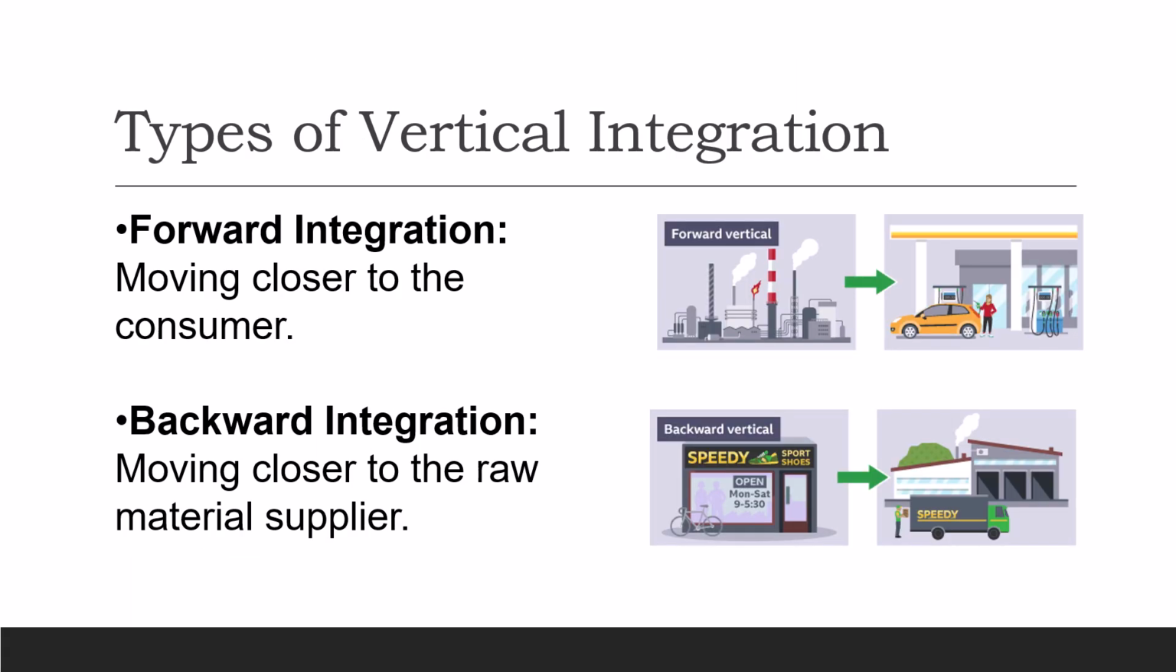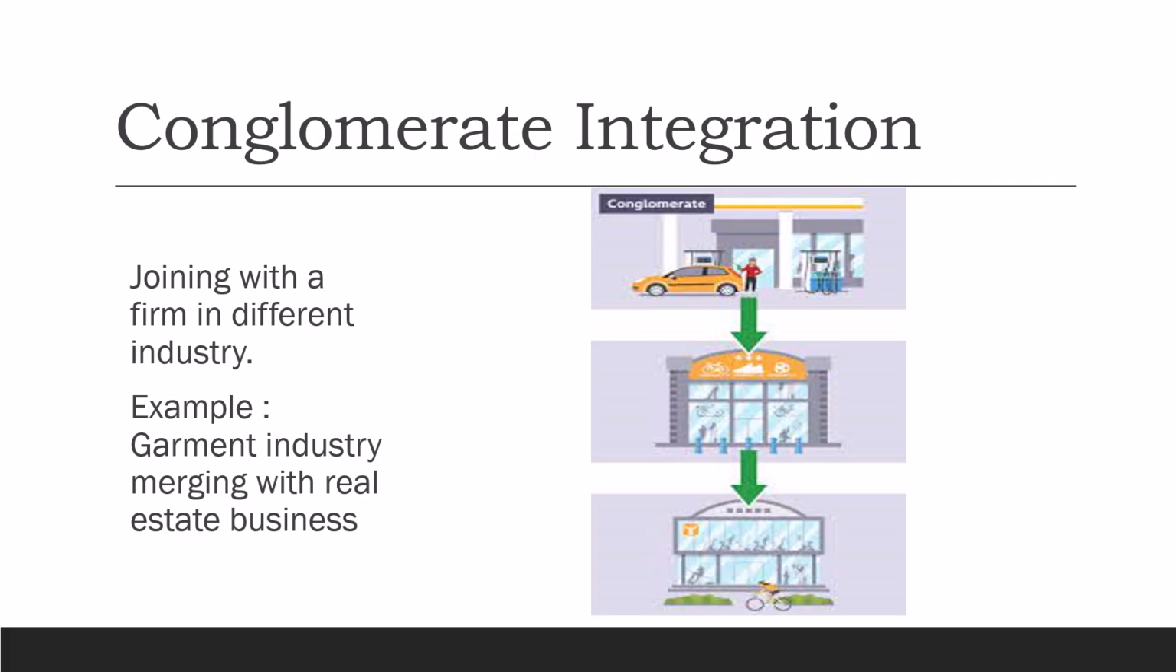What are the types of vertical integration? Vertical integration is divided into forward integration and backward integration. Forward integration is moving closer to the consumer. Backward integration is moving closer to the raw material supplier. What is conglomerate integration? Joining with a firm in a different industry.